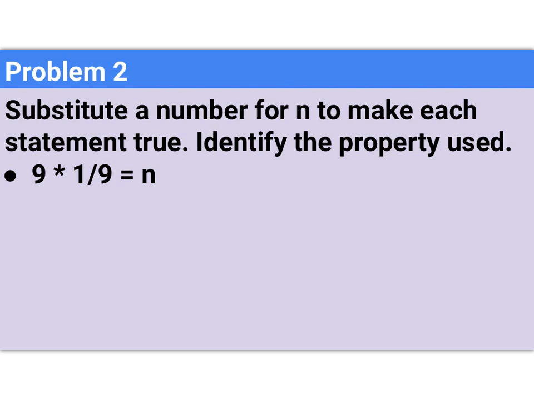Okay, substitute a number. So 9 times 1 over 9 equals, well, anytime you multiply by the inverse of a number, you get 1. And so this, again, is the inverse property. And so now you've seen this two ways. The addition has an inverse property, and let me put that in a different color. If you're adding a number, and you add its opposite, you will get 0. That's the inverse property of addition. But when you're dealing with the inverse property of multiplication, your answer is going to be 1.